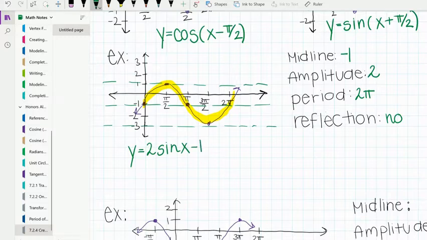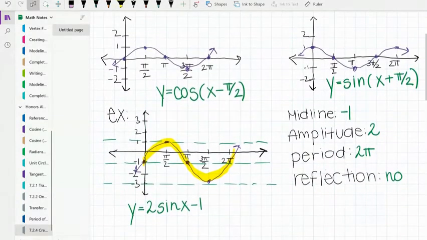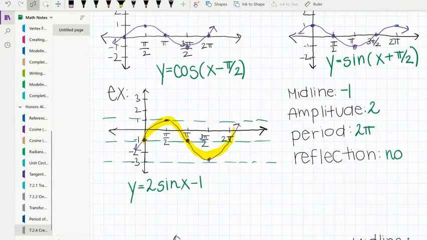Okay, let's say we wanted to make this cosine. Looking at the parent graph for cosine, it starts at 1, or it starts at the highest point. So I'm going to get rid of this highlight, and now I'm going to highlight what cosine would be. Cosine should start here, and it looks like that. It should still have the same amplitude, the same period, and the same midline. The only difference is it's going to be shifted over.